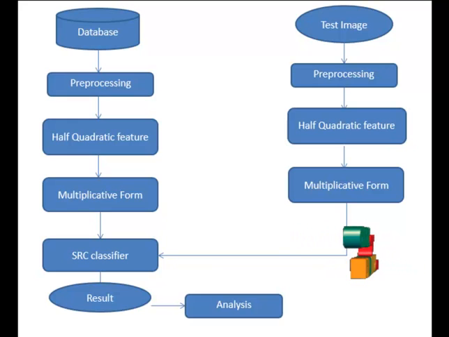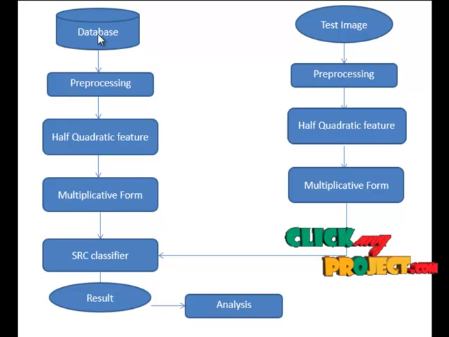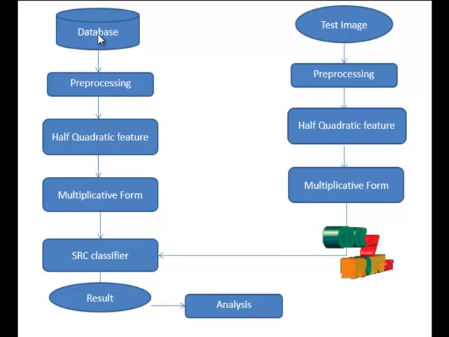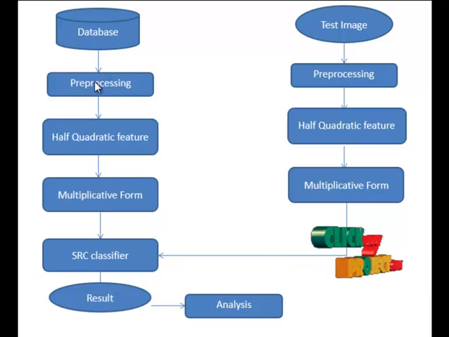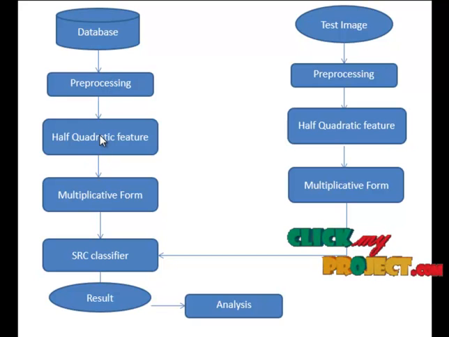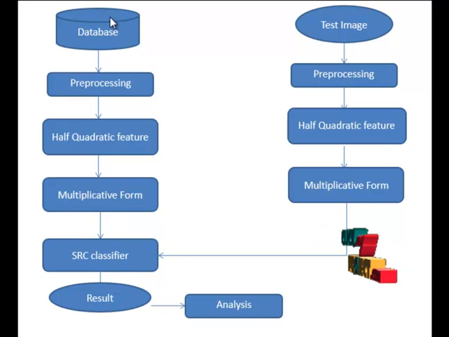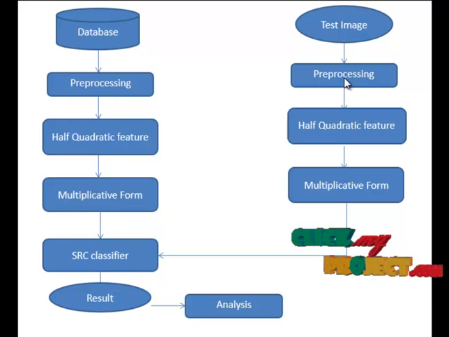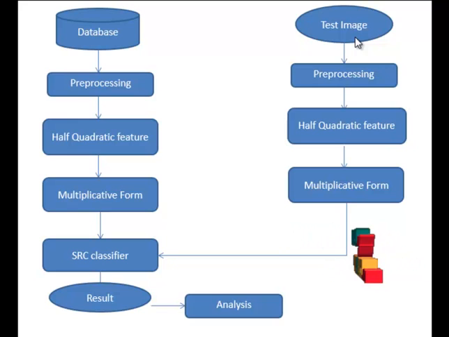Initially, the database containing numerous images of different persons is trained by extracting features for them. Before that, pre-processing is applied to all the images and then features are extracted, and based on that the labels are generated, and this is the training process. So we test this process by using a single test image.